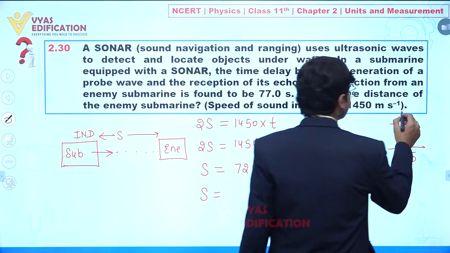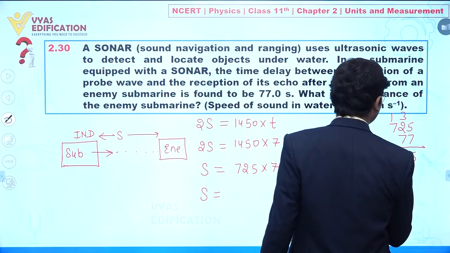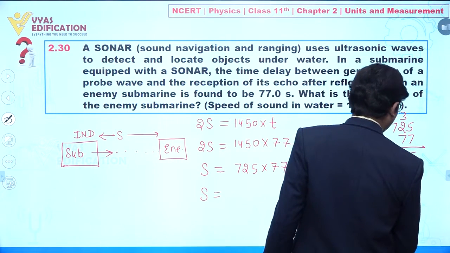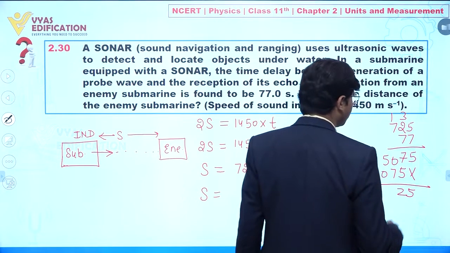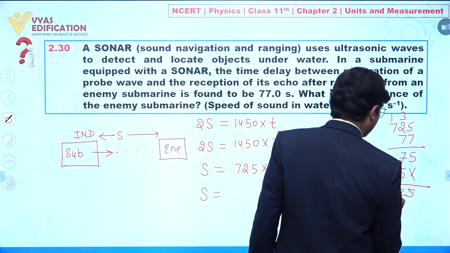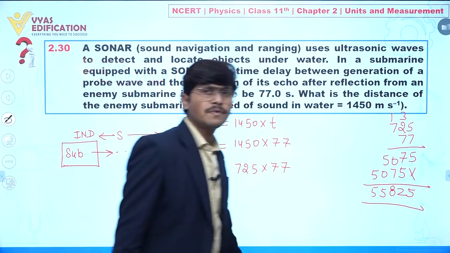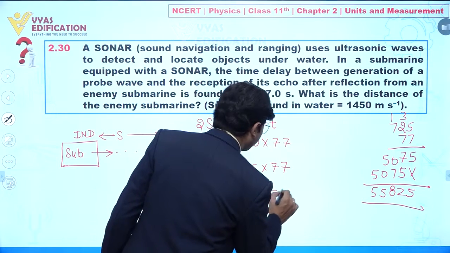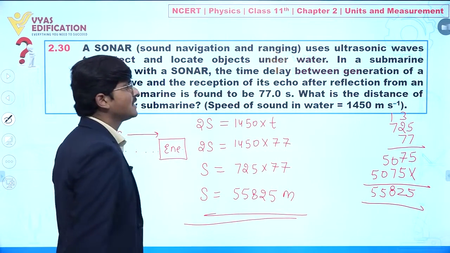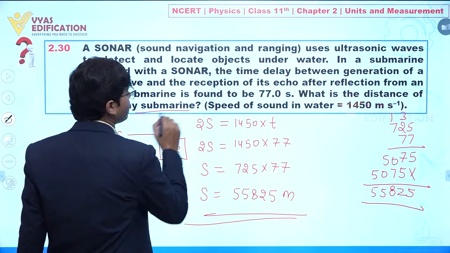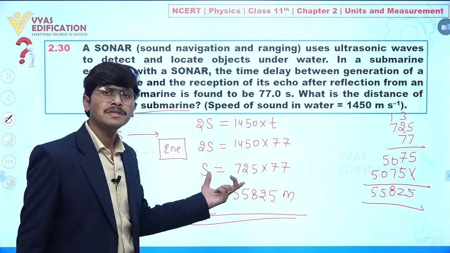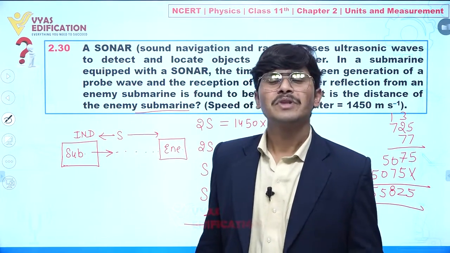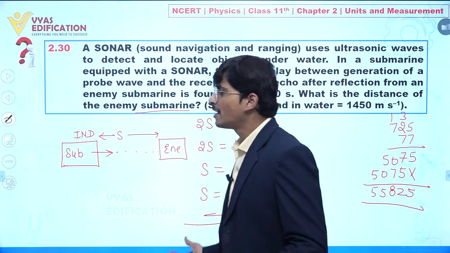Multiplying 725 by 77, we get 55825 meter. So this is the distance between the enemy submarine and the submarine from where you are releasing ultrasonic waves. So this is all about this question.